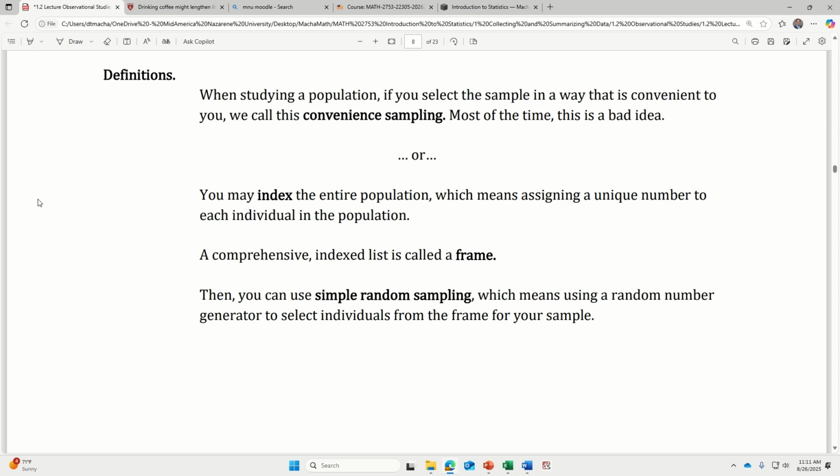I can do that for the whole classroom, assign everybody a number. When I have my list of every single individual in the whole population and their number, that list is called a frame. In statistics, we call that a frame. And as long as I have a frame, I can do simple random sampling. Simple random sampling means I use a random number generator to select an individual from the frame. So I'll try to show you what that looks like.